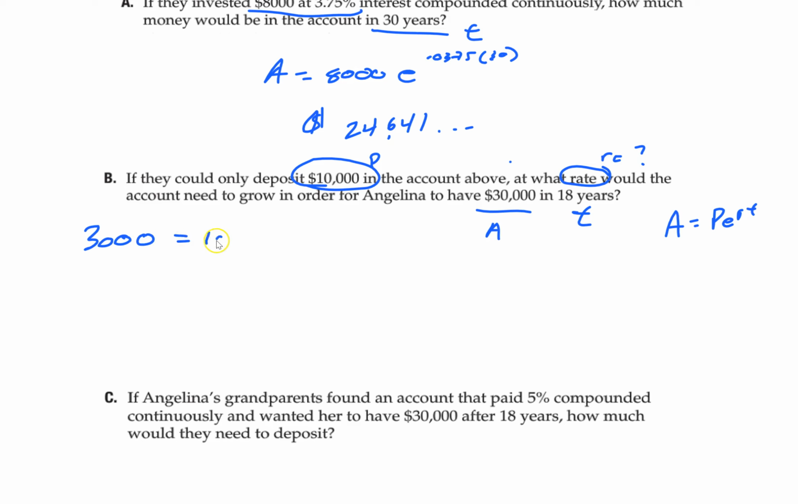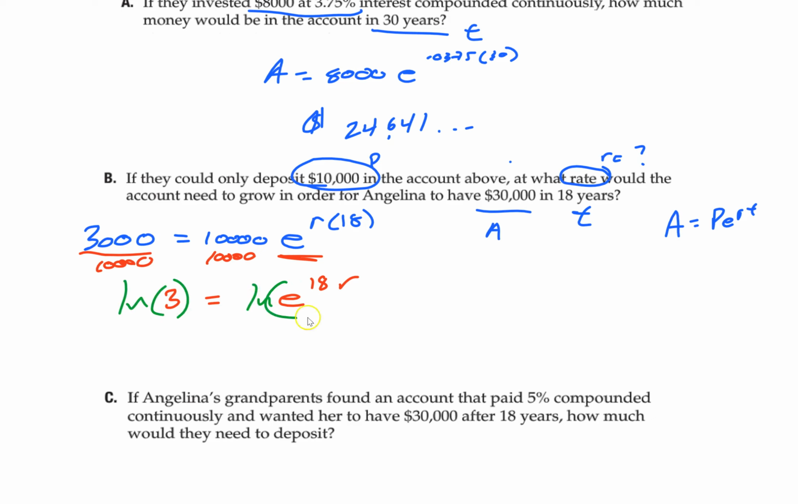So 30,000 equals 10,000 E to the R, which I don't know, times 18. So that's a little different, right? Last time I just plugged in and got my answer. This time, I have to solve for R. I have to get rid of that E here. So what I'm going to do is get the E by itself, like we always do. Divide by 10,000. So this is 3 equals E to the 18R. Now we have to get rid of that E. Remember the way we get rid of E? Take the natural log of both sides. Over here, these cancel out. I get natural log 3, which I'll figure out in a second, equals 18R.